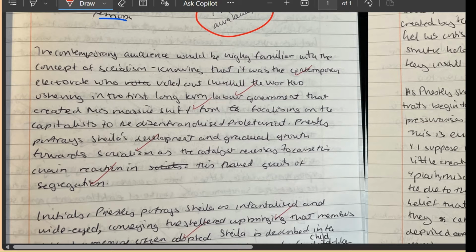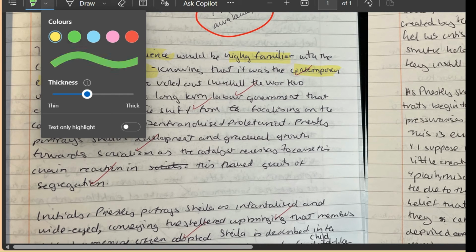So let's go through that again. First thing I mentioned was contemporary audience, which means audience of that time. That shows that I'm paying attention to the contextual ideas there. They would be highly familiar with the concept of socialism, key theme, knowing that it was the contemporary electorate, which basically means the voters of that time, who voted out Churchill, the war hero. So there's some specific context there.